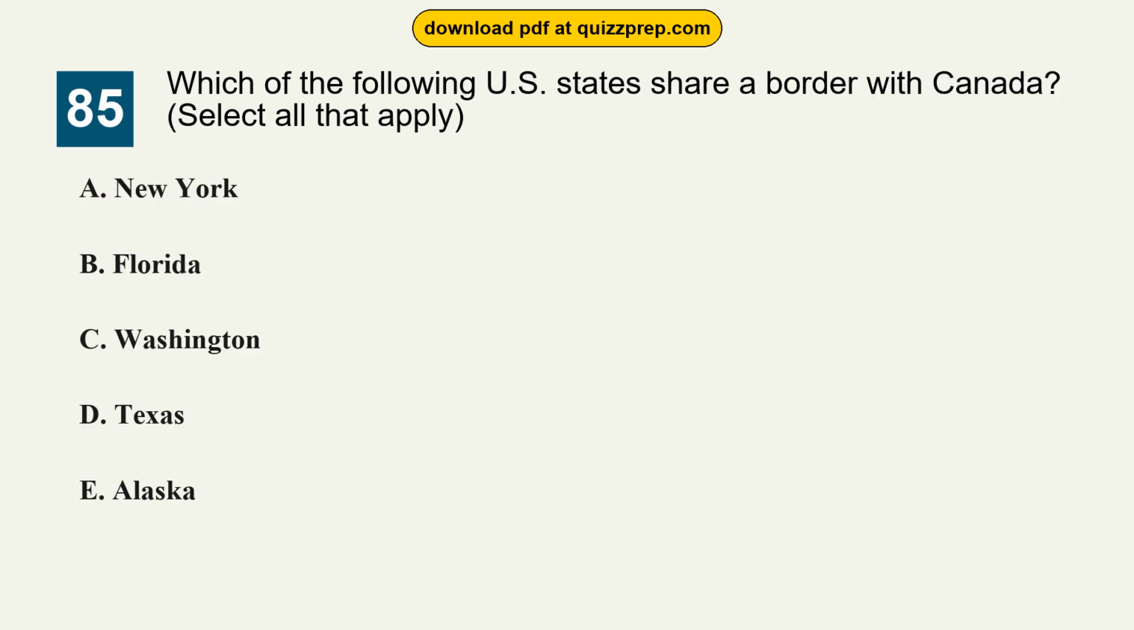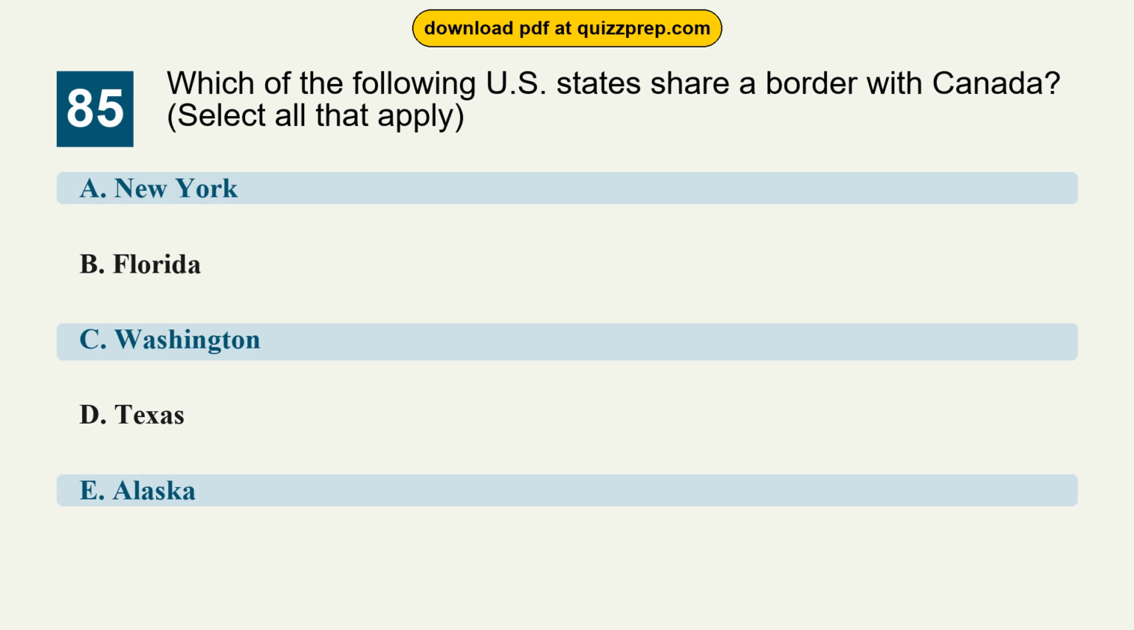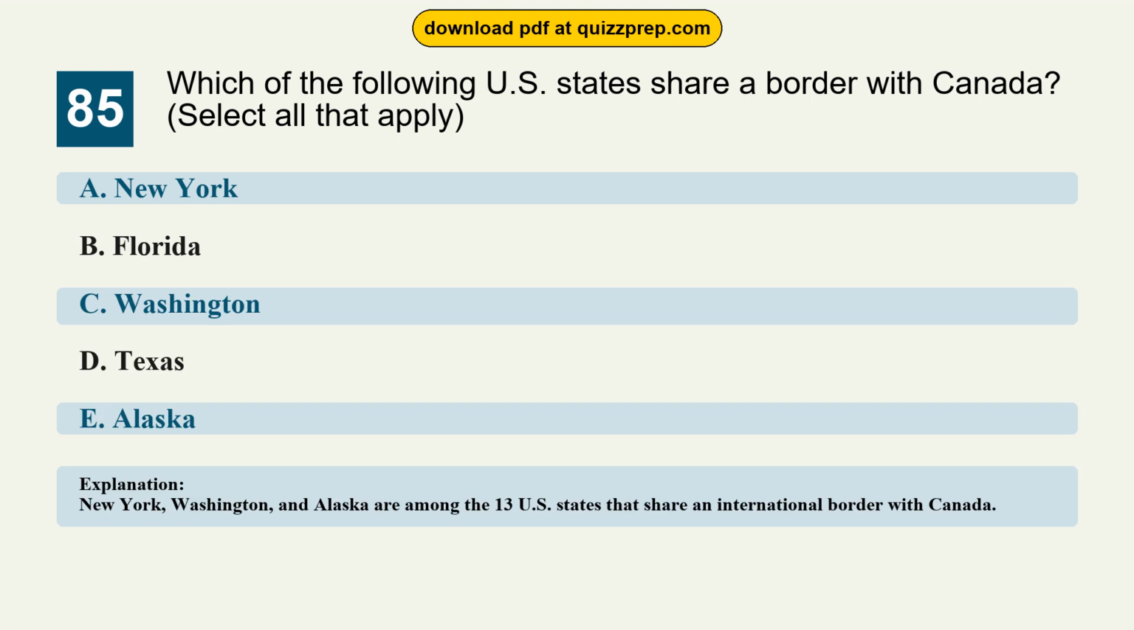Question 85. Which of the following U.S. states share a border with Canada? Option A, New York. Option B, Florida. Option C, Washington. Option D, Texas. Option E, Alaska. The correct answers are options A, C, and E. New York, Washington, Alaska. New York, Washington, and Alaska are among the 13 U.S. states that share an international border with Canada.